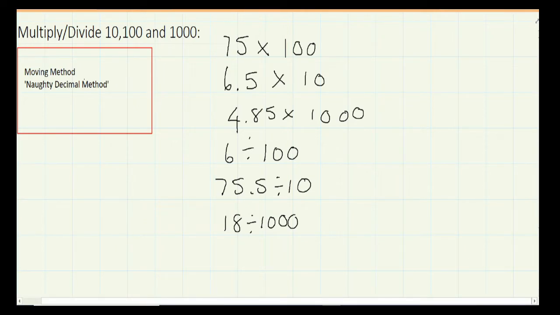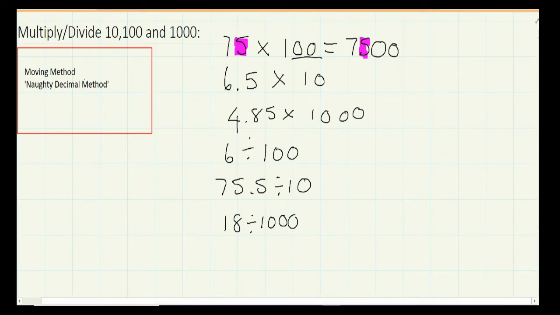So, for example, just to quickly reiterate, if you've got 75 times 100, now we don't need to do the naughty decimal method with this one. You've got 75 and you've got 2 zeros. Now, we're not just adding the zeros. We're using these zeros to increase the place values of these numbers. If there's 2 zeros, the number is increasing by 2 place values. So that number that was originally 5 is now a 500 as a result of it being multiplied by 100.